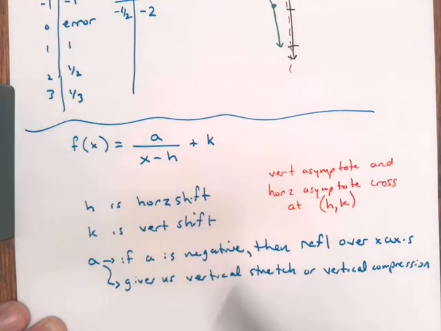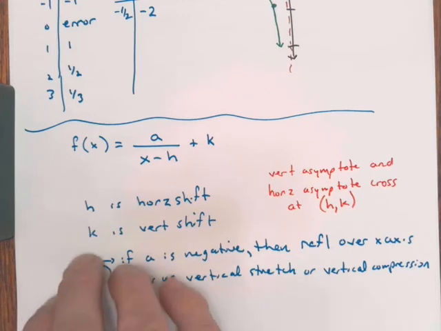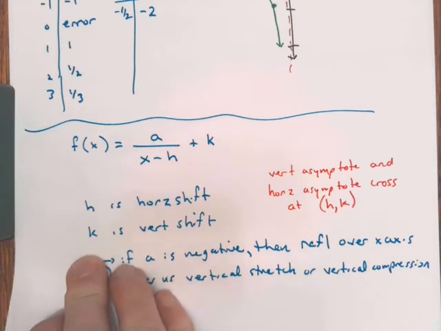And the number on top tells us two different things. It tells us if there's a reflection over the x-axis or not. And it also tells us if we have a graph that is steeper, which would be a vertical stretch, or not quite as steep, which would be a vertical compression as compared to the parent function.